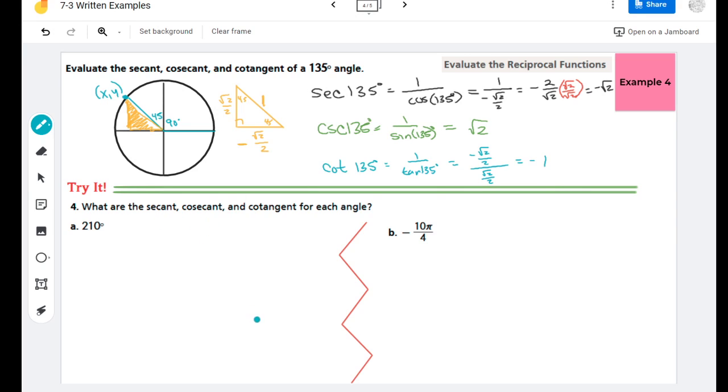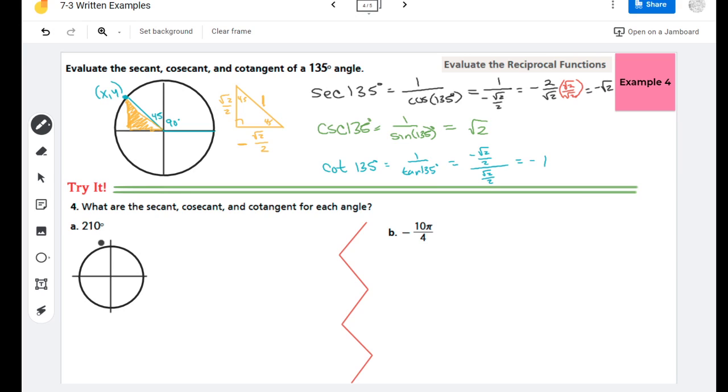Alrighty, so now let's go ahead and do it with these other ones. What I'm going to do is skip some of these middle steps to save myself space. I'm going to evaluate the sine, cosine, and tangent, and then just flip them upside down. Please don't judge me. Alrighty, so first I need to draw my unit circle, right? That way I can get my ordered pairs.